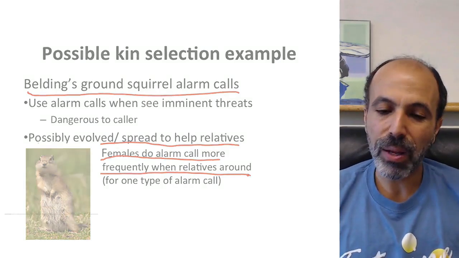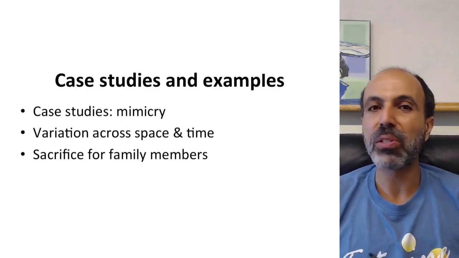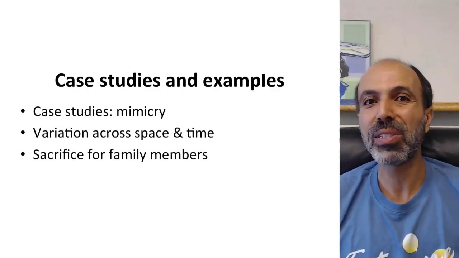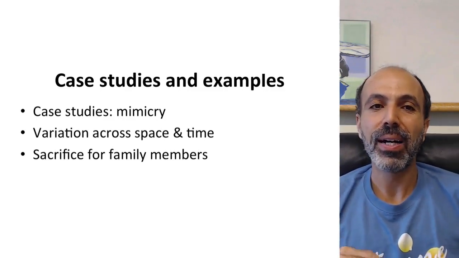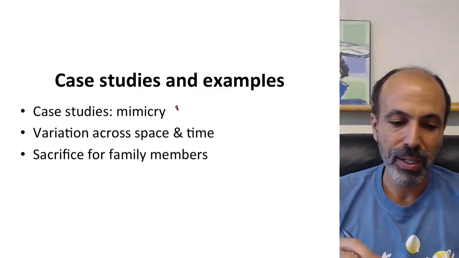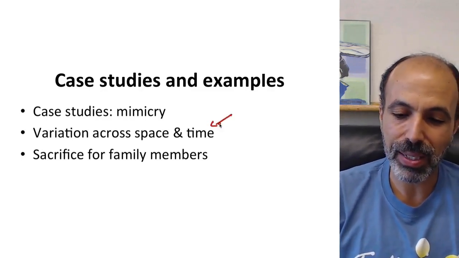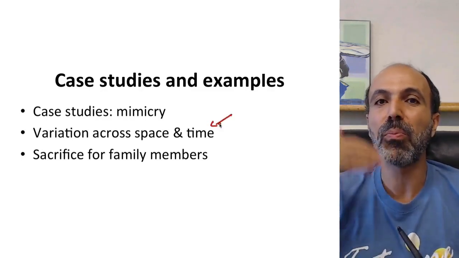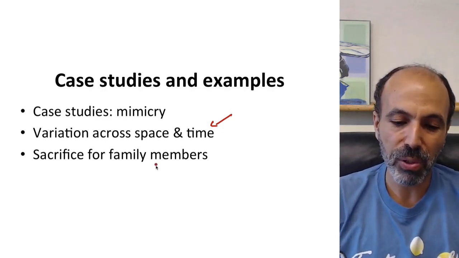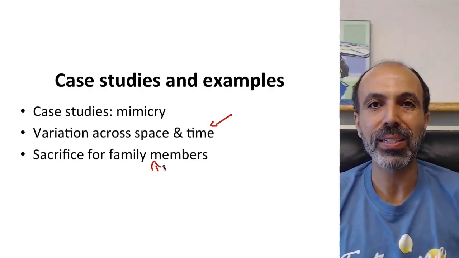So again, overall, what I wanted to do in this video is just give you some case studies of natural selection and areas where it's been applied to some interesting natural observations. First, with respect to mimicry, so the resemblance of something that is a threat. Looking at variation across space and time, where often you see repeated observations suggestive of the action of natural selection, and of course, sacrifice for family members or kin selection.